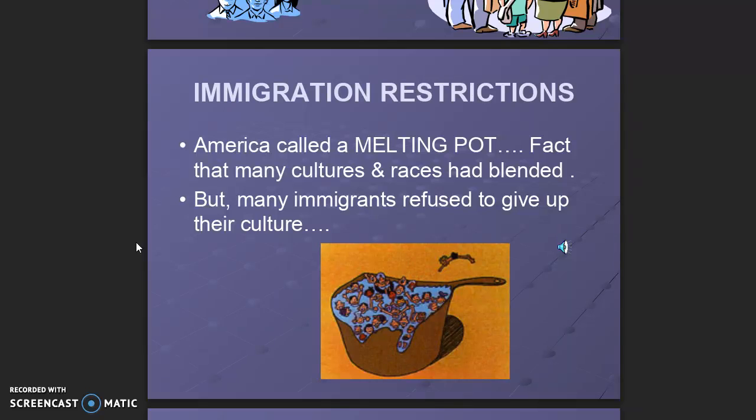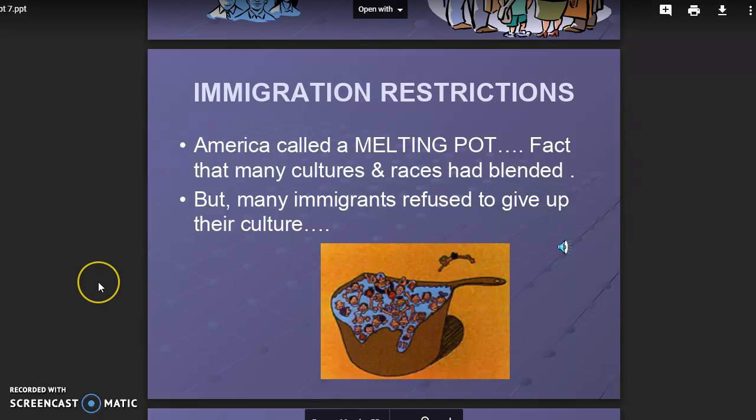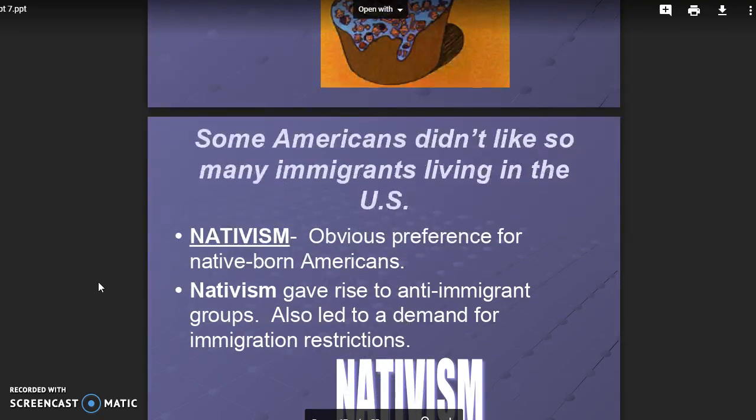Remember the video that I showed you when they were cutting the Native Americans' hair to make them more quote-unquote American. So we were trying to do the same thing to the immigrants that arrived, but many of them tried to hold on to their culture and refused to adopt the American culture.